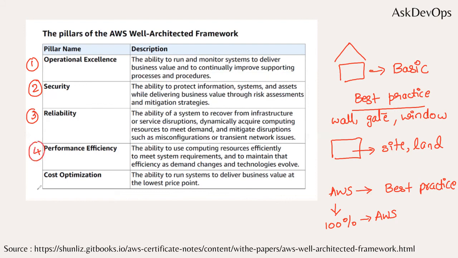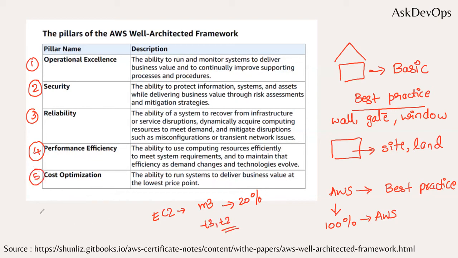Performance efficiency. Let us say you have an EC2 instance of the M3 series and the CPU utilization is 20%. Are you doing proper performance efficiency here? Not really, because you're using only 20% of the capacity of this machine. Maybe you can go to T3 or T2. This is called performance efficiency. Last but not the least, cost optimization.